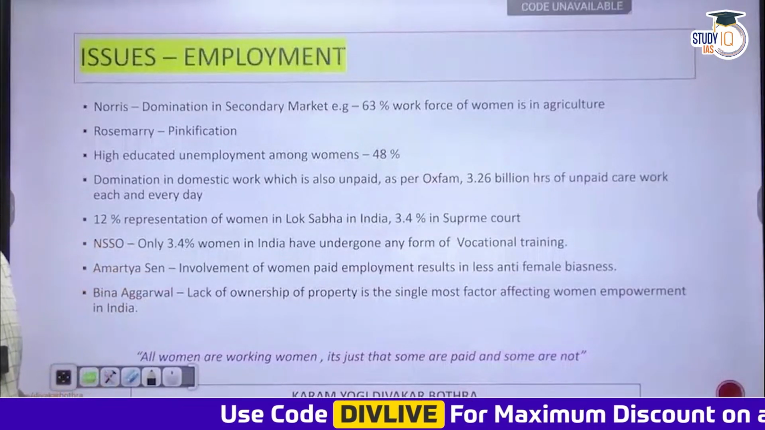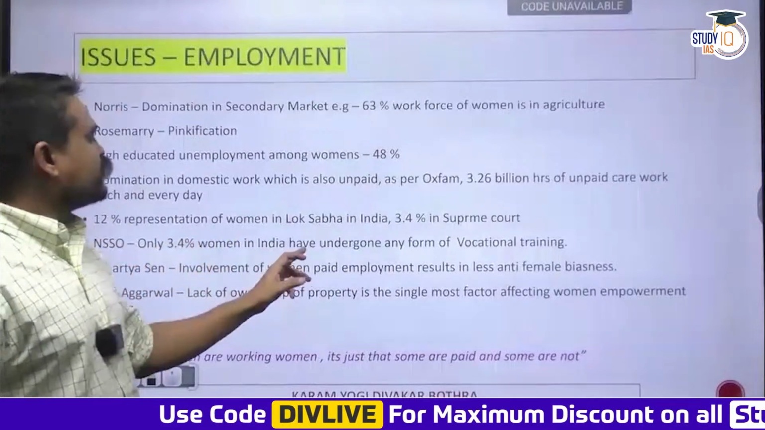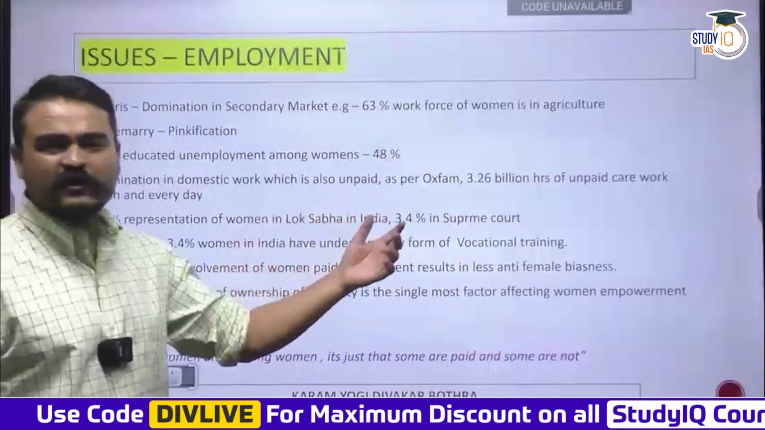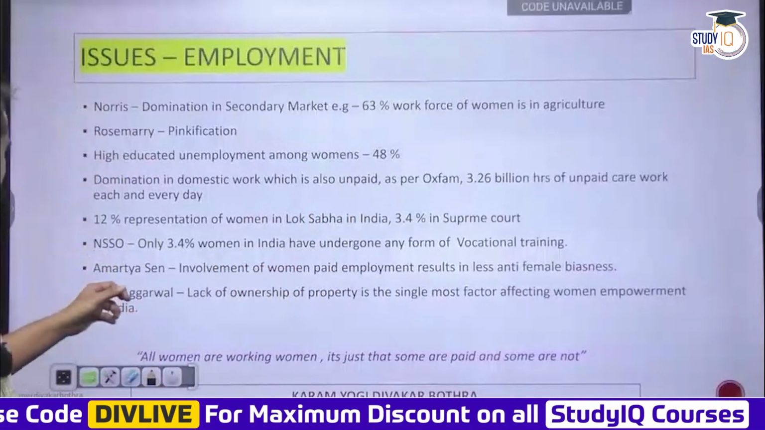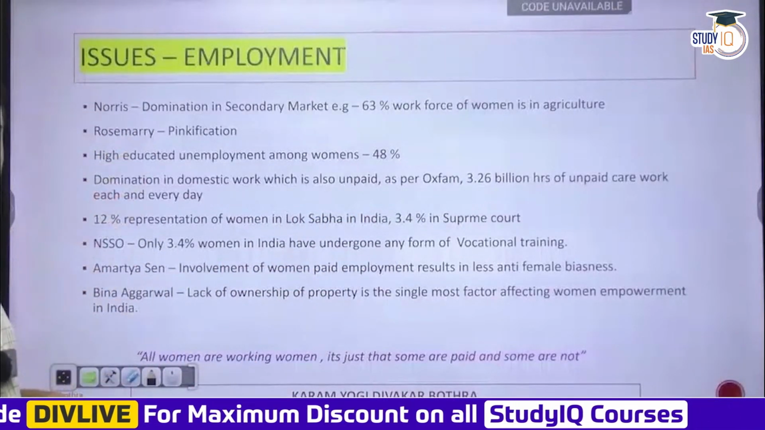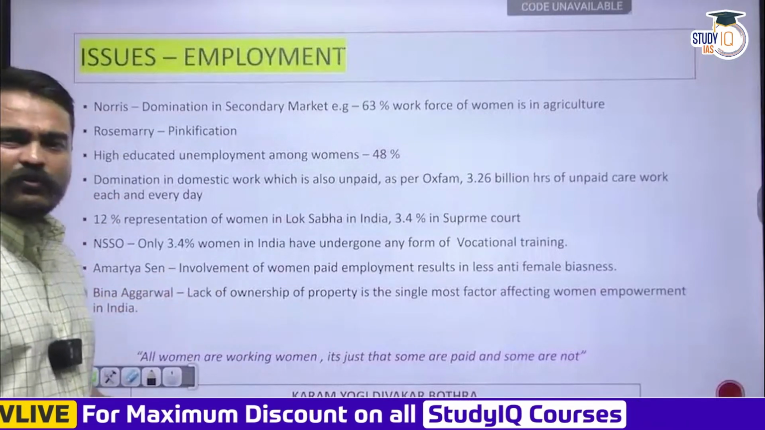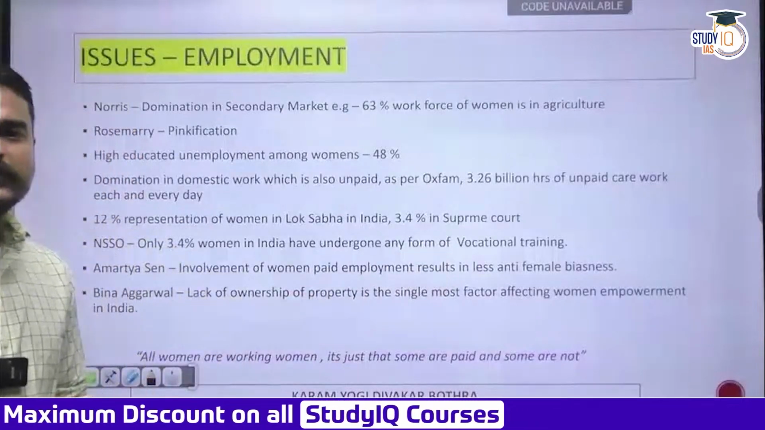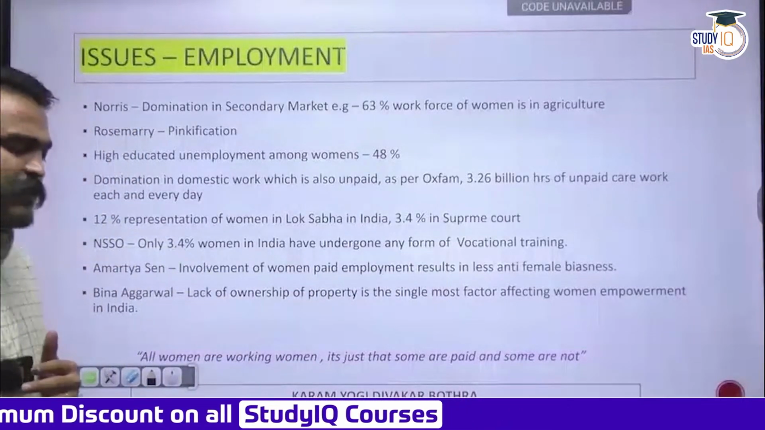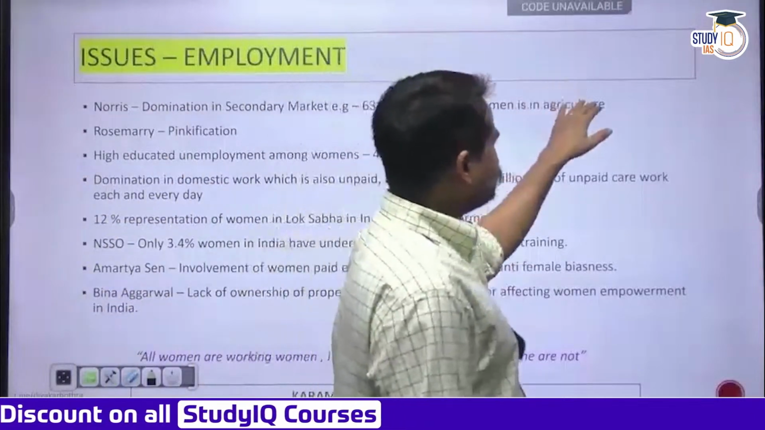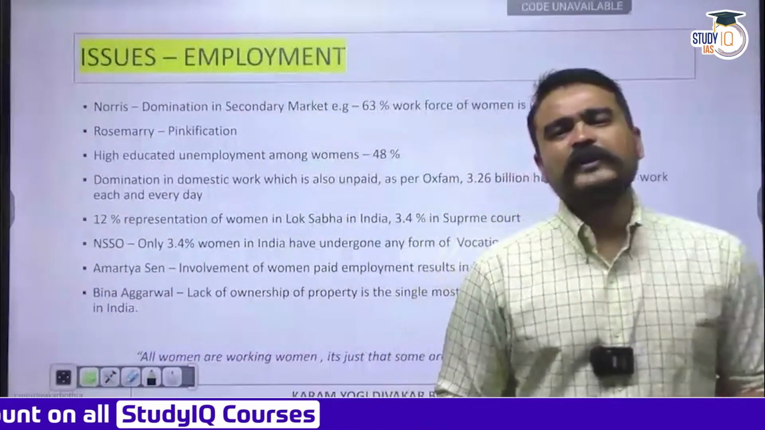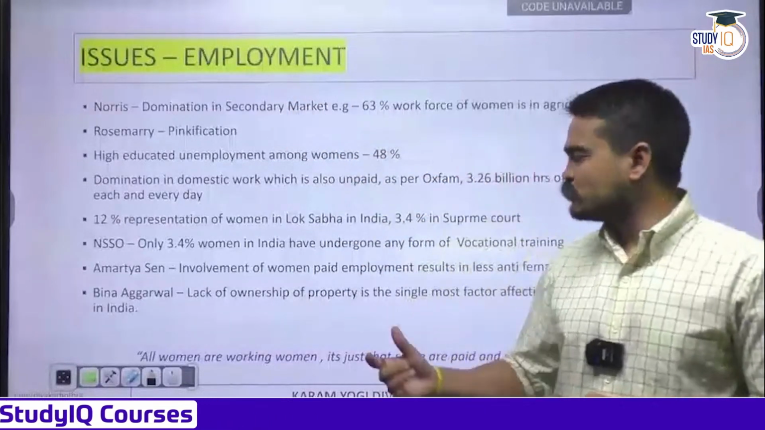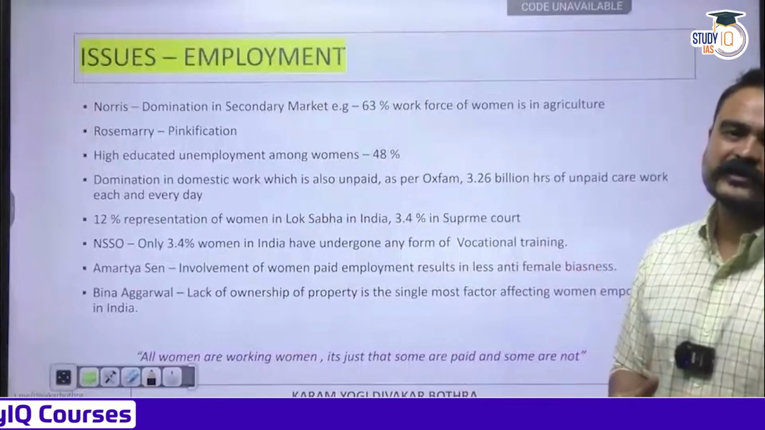According to the National Sample Survey Organization, only 3.4% of women in India have gone for vocational training. Again, the skilling among women is less, which may also result in high unemployment. Amartya Sen says that the involvement of women in paid employment results in less anti-female bias. This statement shows that if these things change, there would be a dramatic change, not just in the economic empowerment of women, but also social changes, like anti-female bias would reduce.